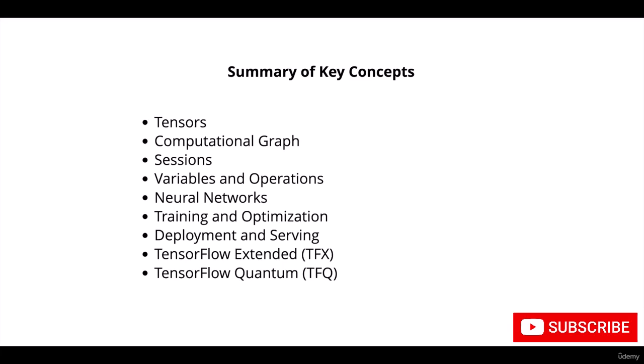The next concept was computational graph. TensorFlow uses a computational graph to represent mathematical operations as nodes and data flow as edges. Nodes in the graph represent operations such as addition, multiplication, and neural network layers. Edges represent the flow of tensors between operations, including the input-output relationships.